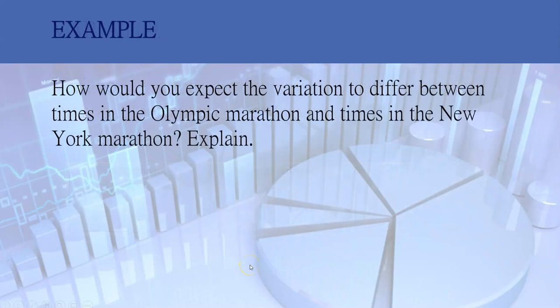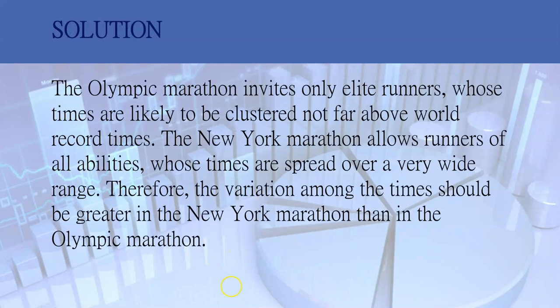So how would you expect the variation to differ between the times in the Olympic marathon and times in the New York marathon? My thinking would be, for the Olympic marathon, it's going to be very, very low variation because these people's times are going to be down to the second. So the times for the Olympic marathon are going to be really close together. They're not going to be spread out at all.